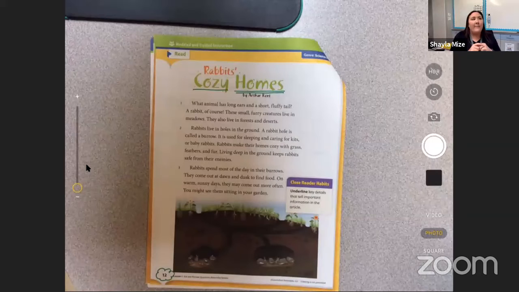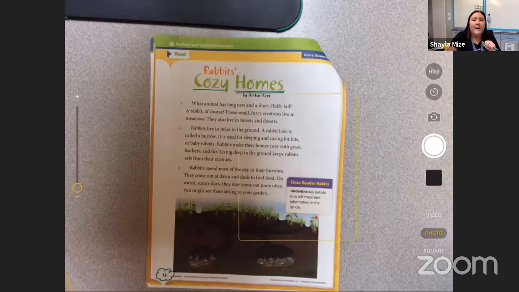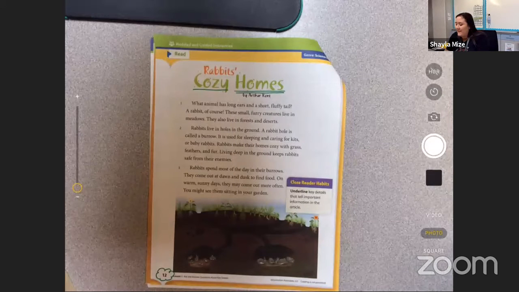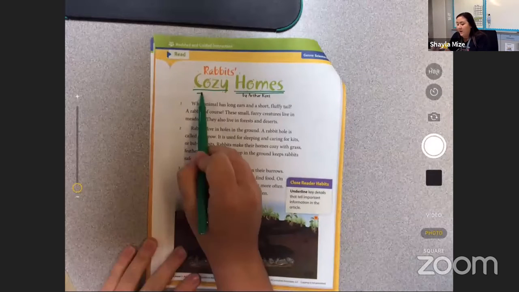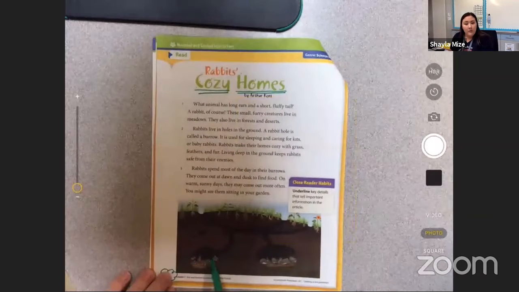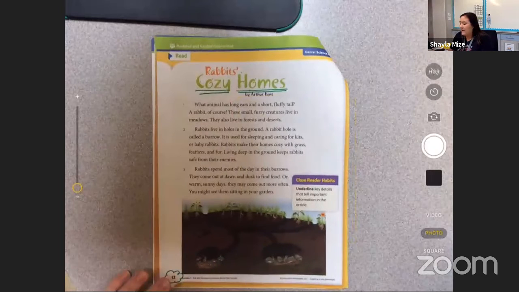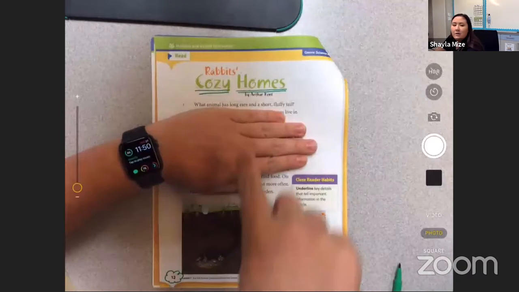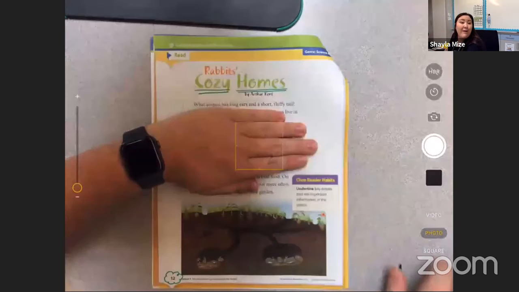What about rabbits? Alan, what about rabbits? What did we learn? It's about how they make their homes. You can see it in the title, Cozy Homes, and in the picture below. It's very clear that we are talking about their homes. So even if you haven't read this article, you can look at the picture and the title and know that we're probably talking about homes.